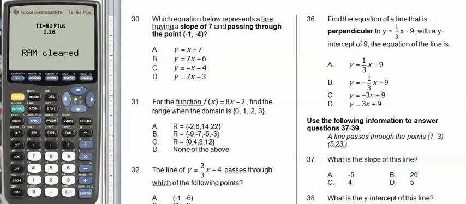Alright, this is page 4 of the first semester review. So on 30, there's a couple of different ways we can handle this one. If we remember that y equals mx plus b is the formula for the slope-intercept form of a line. M is the slope, b is the y-intercept.